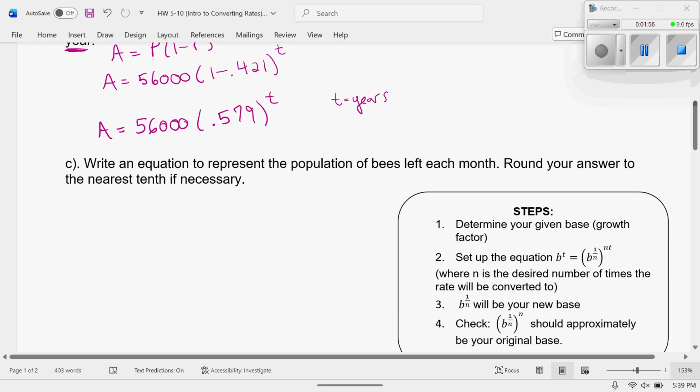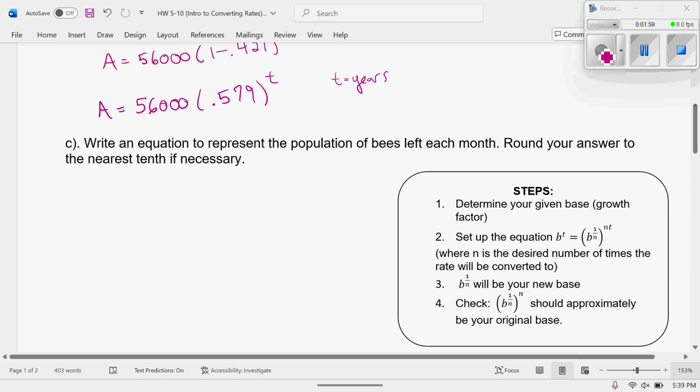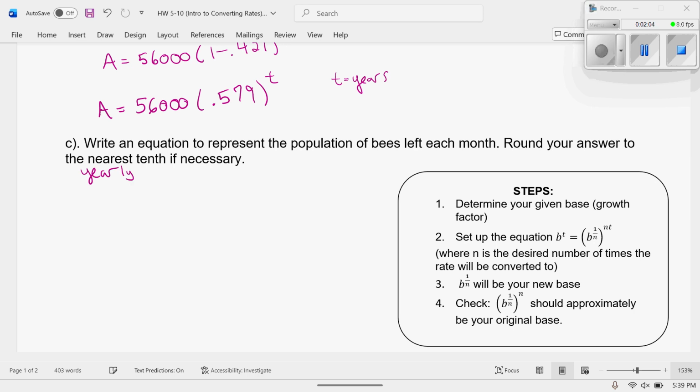Now the way that we're going to do that, and the steps are on the side, our base right now is yearly. And that yearly base is 0.579, and we have an exponent of T, where T is years. Our goal is to write it with a monthly base. Now, the expressions are going to be equivalent because we're really not changing anything about the problem.